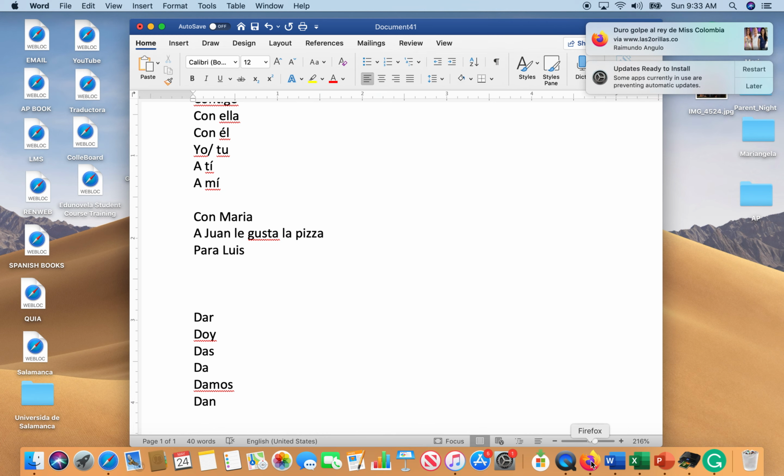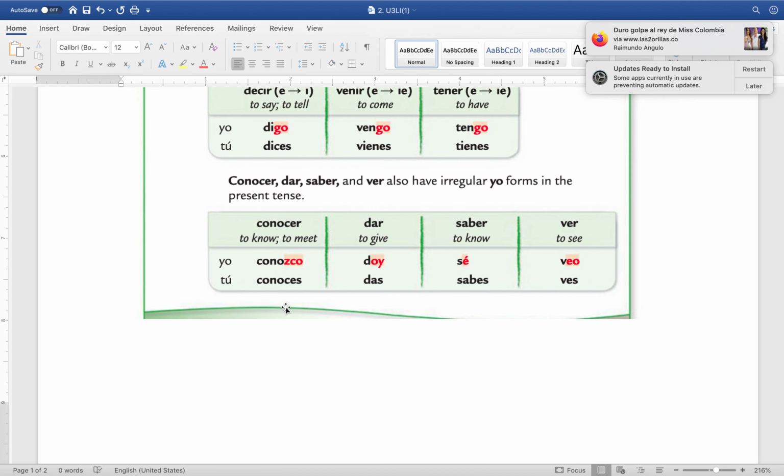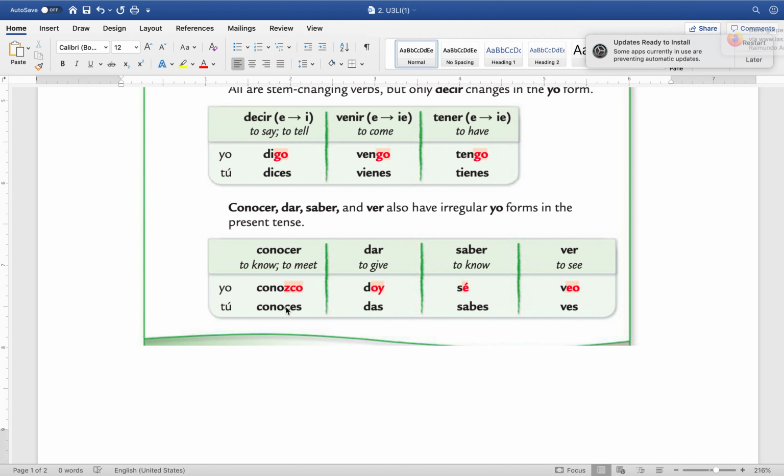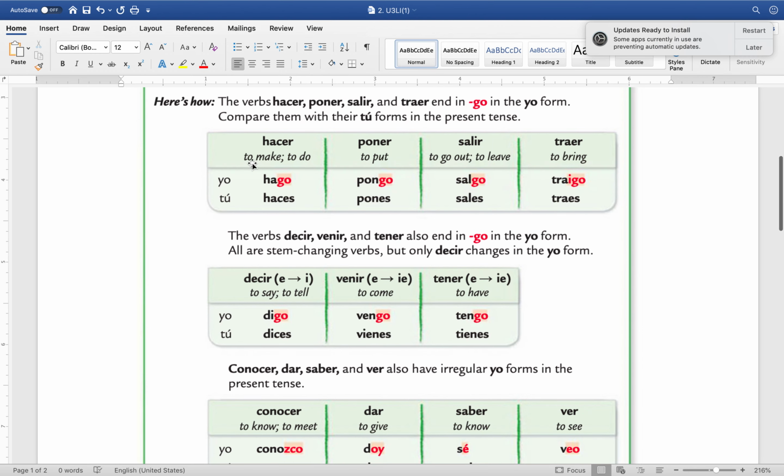But be careful. I'm going back again, repeating too much. I'm sorry. That's how I am. I repeat a lot. So for the yo form, you don't follow that chart or the formula. You have to memorize how you do the yo form for all these verbs. But everything else, you do follow that chart.